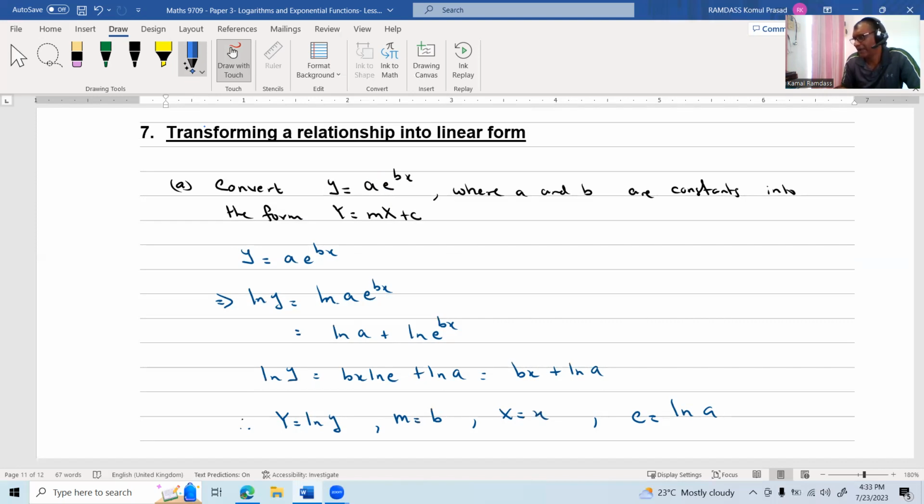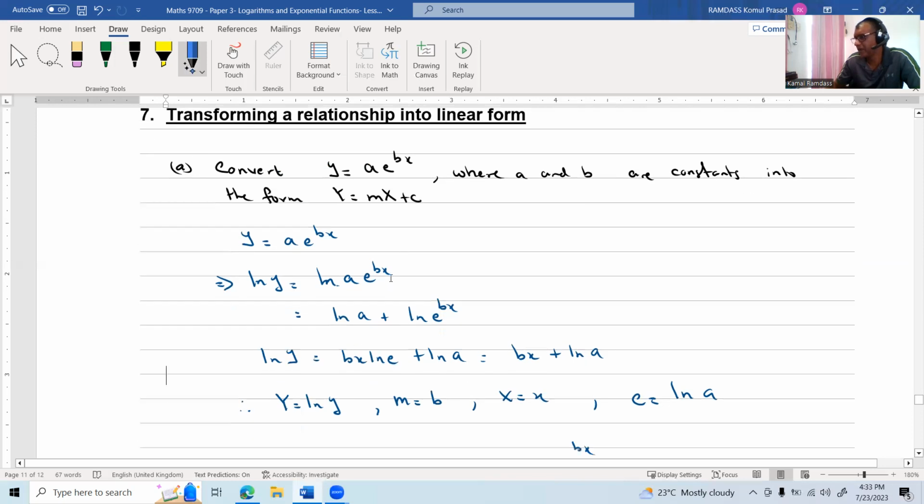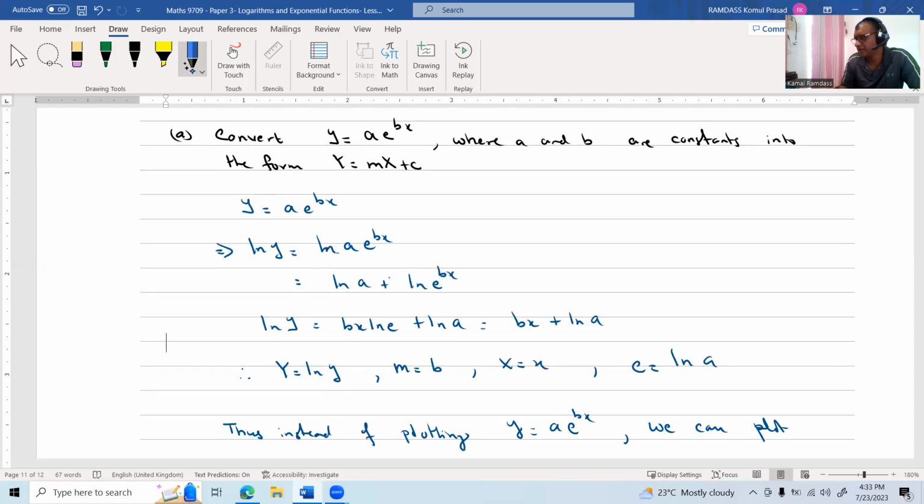OK. ln y is equal to ln of a times e to the power of bx. Moi c'est le product rule, ça vient ln a plus ln e to the power of bx, et ça, which is a power rule, bx ln e, ln e is even one. So ln y is equal to bx plus ln a. Et là, on va trouver that it is in the form capital Y, m, capital X, c. OK?